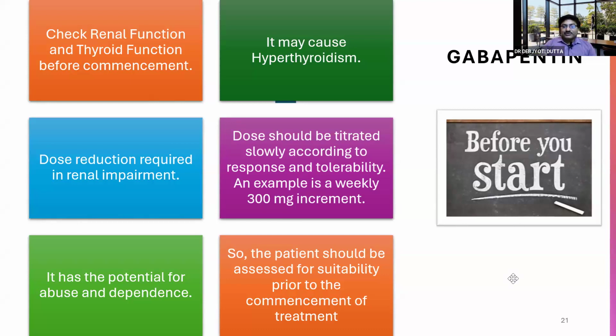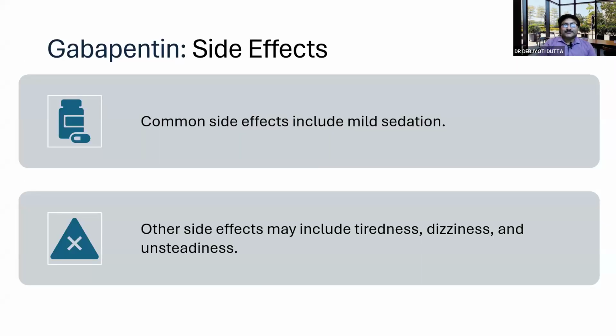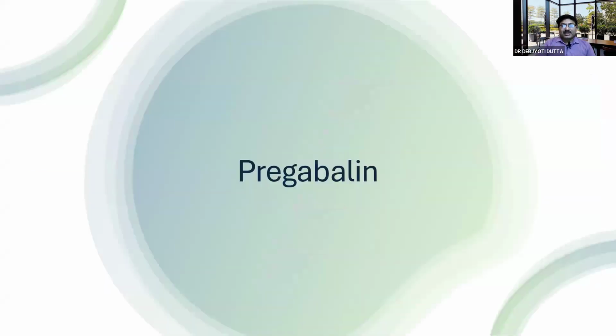There's potential for abuse and dependence, so it should be prescribed under supervision only. The patient should be assessed for suitability prior to commencement of treatment, and then gradually we have to increase the dosage. The common side effect is sedation. Most patients complain of sedation, and they might have tiredness, dizziness, unsteadiness. A few patients can complain of edema, especially peripheral edema. In this regard, pregabalin causes more peripheral edema than gabapentin, though the number of patients is comparatively small.